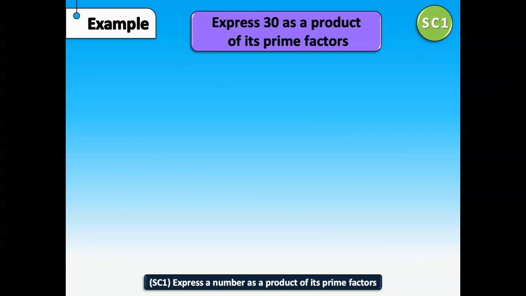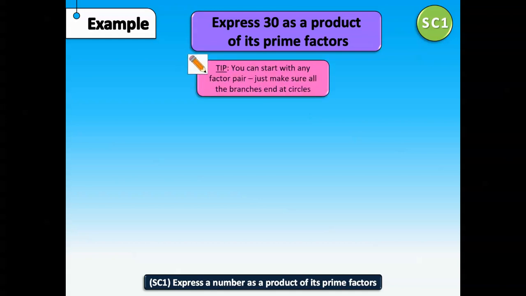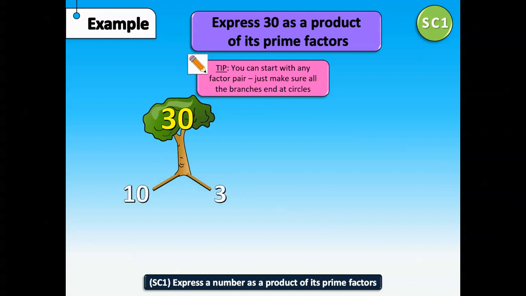This time we want to express 30 as a product of its prime factors. So you can start with any factor pair and we should get the same answer every time. So if we start with 30 and 2 numbers that times together to make 30 would be 10 and 3. 3 is prime, so I can circle 3, but 10 is not prime, so I keep going with 10. 2 numbers that times together to make 10 would be 5 and 2, and both of those numbers are prime. So I can stop there.